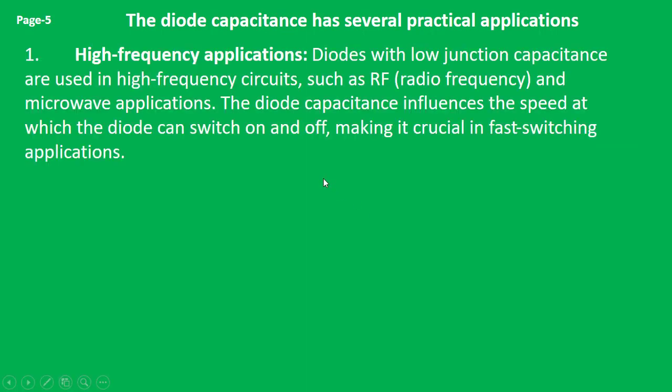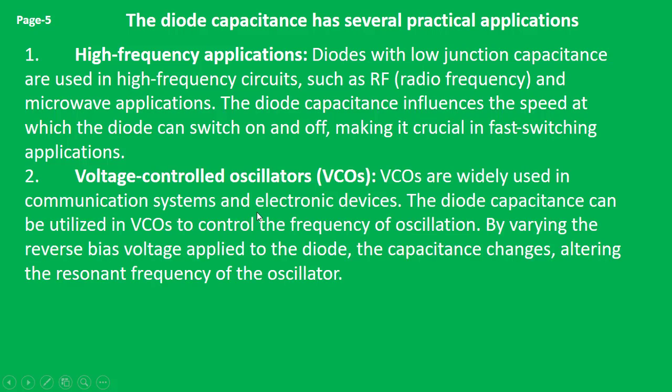Now if we see the application part, first of all, in high frequency applications, diode as capacitor has huge application, especially in radio frequency circuits as switching or in any other cases. These diode capacitors are widely used. Then in voltage controlled oscillators, once again in communication devices, in any type of receiver, these voltage controlled oscillators are used for tuning purposes. And here also diode as capacitance is used.